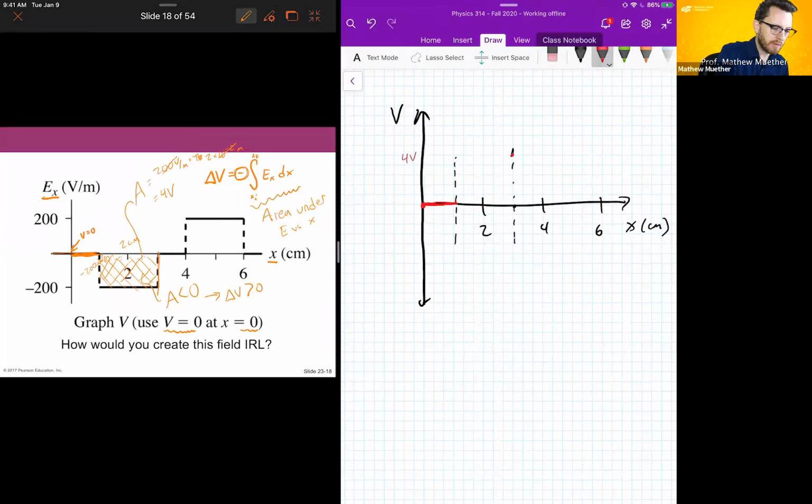What do we think the potential is at 2 centimeters? We see that over here at 3 centimeters, it's got to be 4 volts. What's the voltage at 2 centimeters? What do people think?